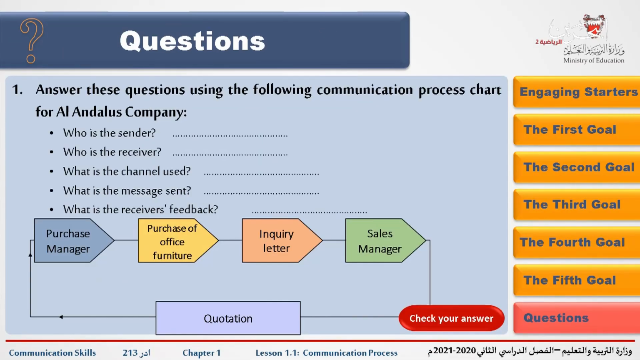Dear students, the next part of the lesson will be for evaluation questions, so be ready. Question number 1. Answer these questions using the following communication process chart for Al-Andalus Company. 1. Who is the sender? 2. Who is the receiver? 3. What is the channel used? 4. What is the message sent? 5. What is the receiver's feedback?